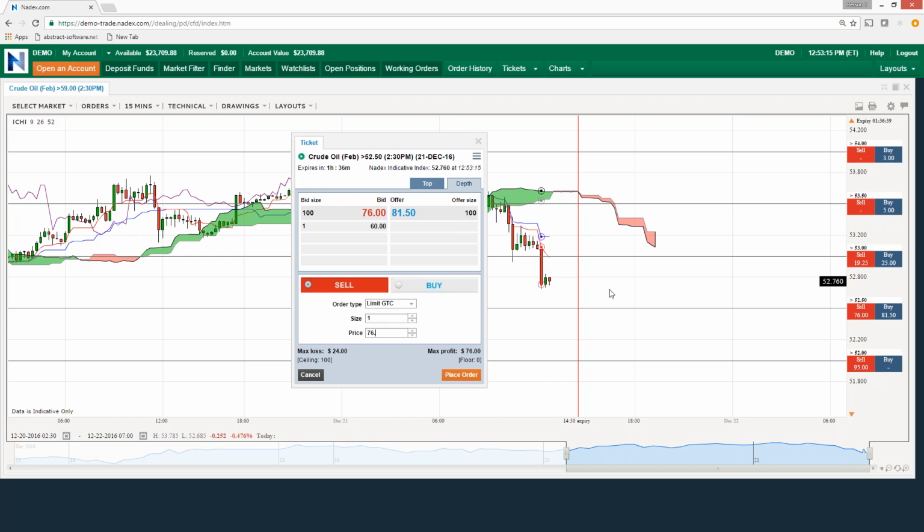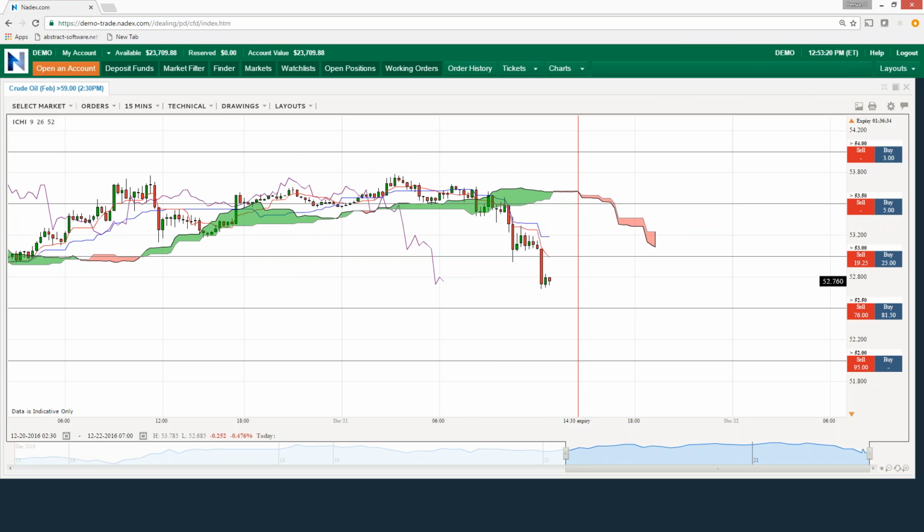And the Ichimoku cloud is telling me that this trend should continue throughout the rest of the day. So again, a very, very simple and easy way to take this idea of the Ichimoku cloud and apply it to a binary options trade setup.